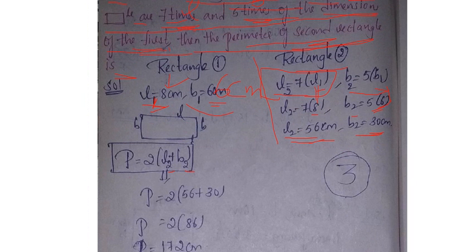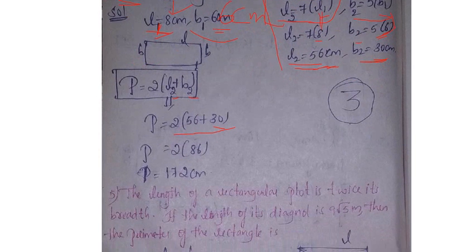Now substitute the L2 and B2 values here. P equal to 2 into (L2, which is 56, plus B2, which is 30). 56 plus 30 is how much, friends? 86. So 2 into 86, that is 172 centimeters. So finally we got the perimeter of the second rectangle, that is 172 centimeters, friends. Okay. Shall we move to the next problem?